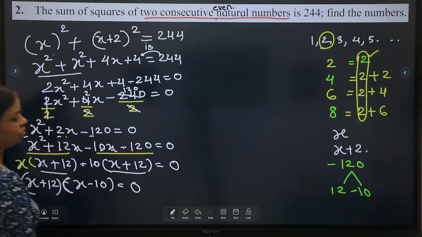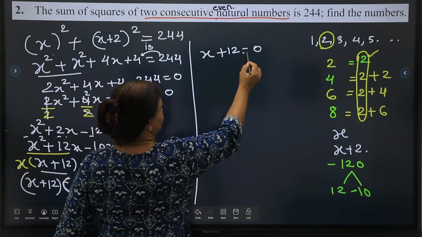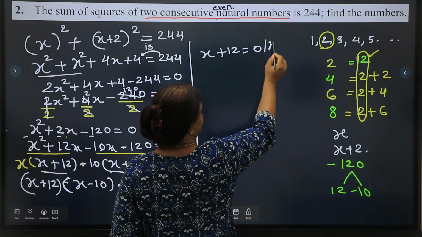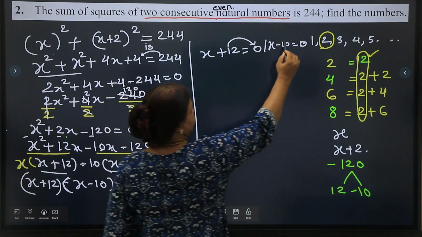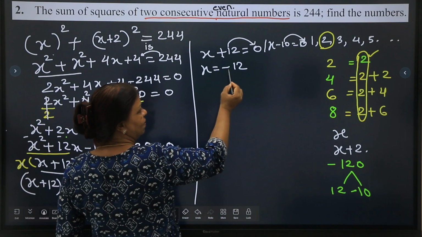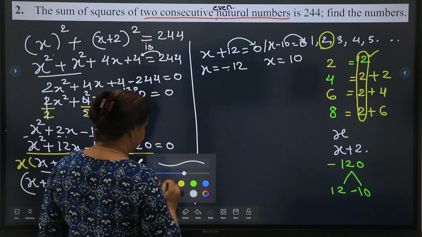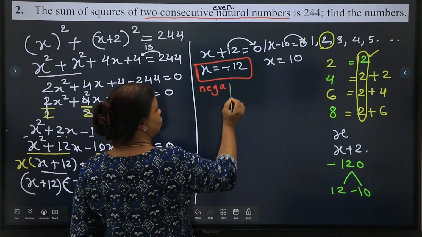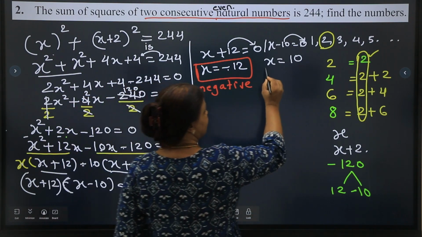Now x plus 12 is equal to 0 and x minus 10 is equal to 0. 12 will shift here, 10 will shift here: x is equal to minus 12, because plus becomes minus, and x is equal to plus 10. The minus 12 will be rejected, children, because it is negative. So what is the correct number? The correct number is 10.